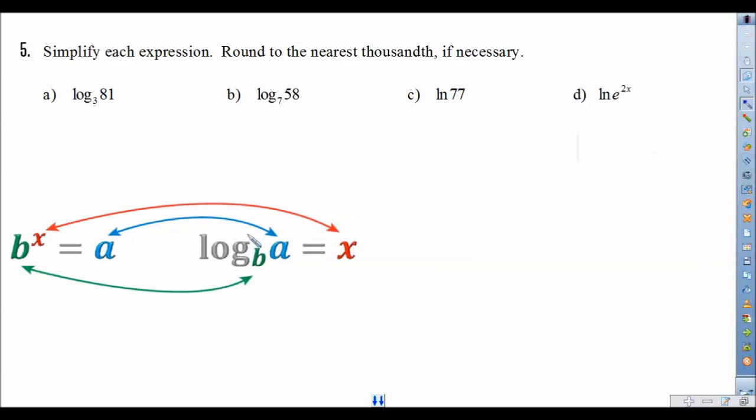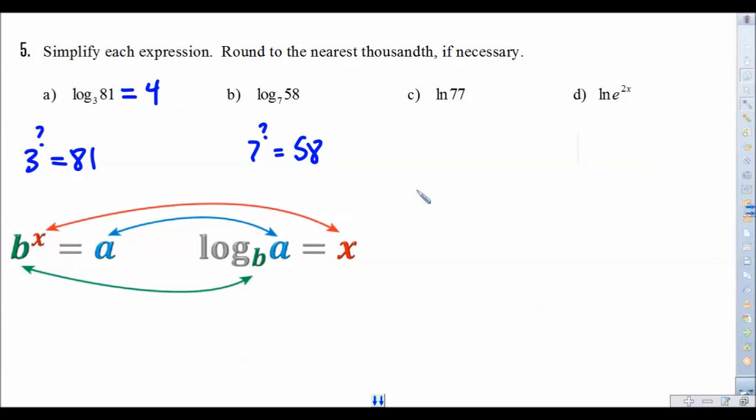So here, if the base 3 log of 81 is some unknown value, then that's really saying 3 to what unknown value would be 81. So mentally we could figure that out, guessing and checking. But I'm pretty sure that's 4, right? 3 to the 4th power is 81. Notice we really can't do the same thing here. 7 to, I don't know, it's going to give us 58. So we need to have a way of doing this.